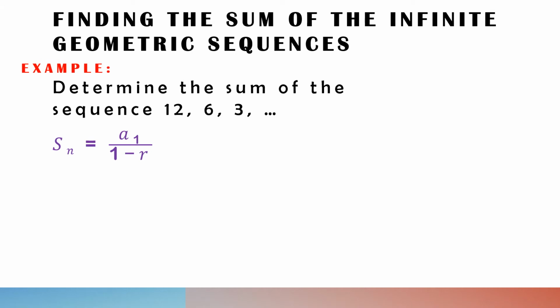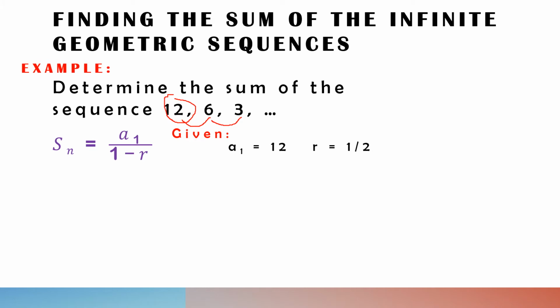So we need here the information. What are the given info? From the formula, we need to get the value of a sub 1 and r from the given problem. The a sub 1 is equal to 12. This is the first term. While for the r, that is 6 divided by 12, which is simply equal to 1 half, or 3 divided by 6, which is also 1 half. That is the common ratio.